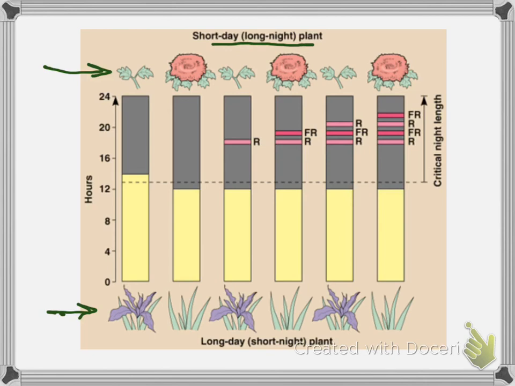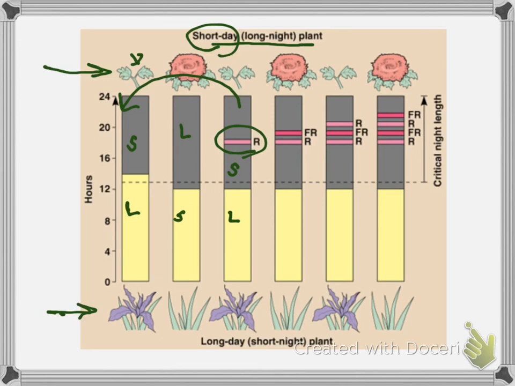Just like in the other slide, if you have a short night and a long day, a long day plant is going to flower, but a short day plant is not going to flower. It needs a long night and a short day to flower. But the interesting thing is, if you hit it with a flash of red light, it's going to shorten the dark period. If the plant perceives a shortened dark period, it's going to resemble the first example we looked at, a short night and a long day, and you're not going to get any flowering.